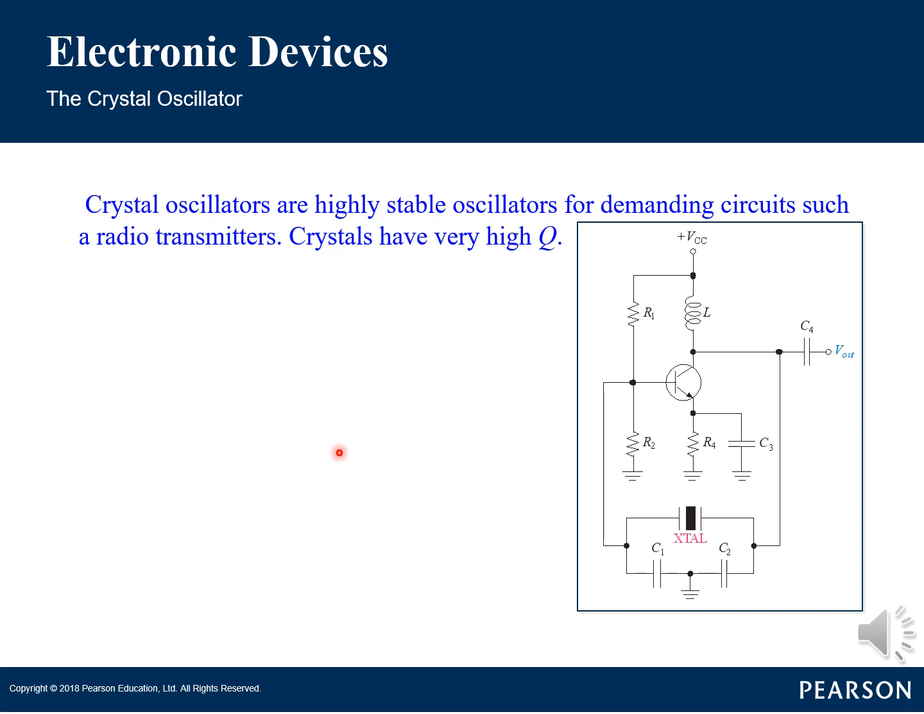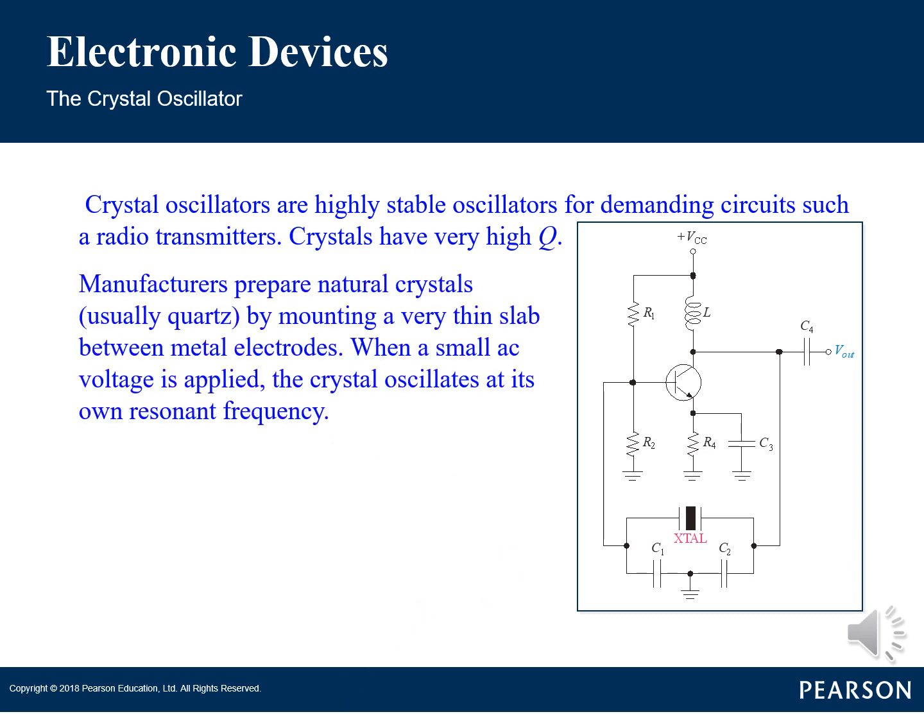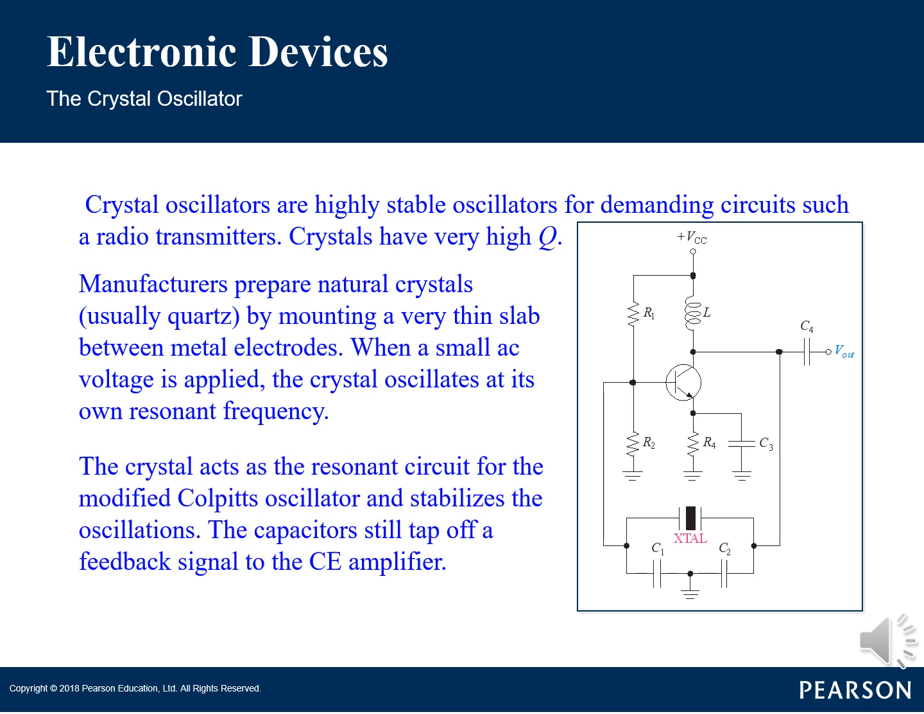Crystal oscillators are highly stable oscillators for demanding circuits such as radio transmitters. Crystals have very high Q. Manufacturers prepare natural crystals, usually quartz, by mounting a very thin slab between metal electrodes. When a small AC voltage is applied, the crystal oscillates at its own resonant frequency. The crystal acts as the resonant circuit for the modified Colpitts oscillator and stabilizes the oscillations. The capacitors still tap off a feedback signal to the CE, or common emitter, amplifier.